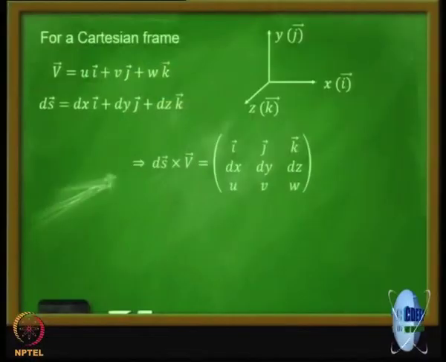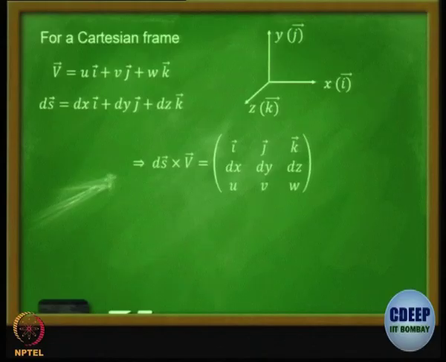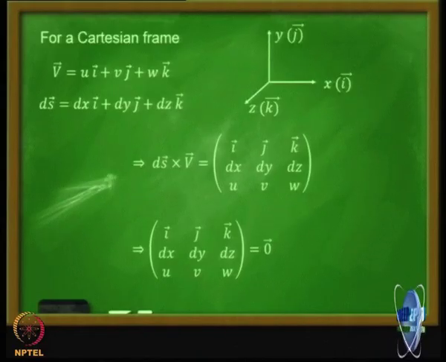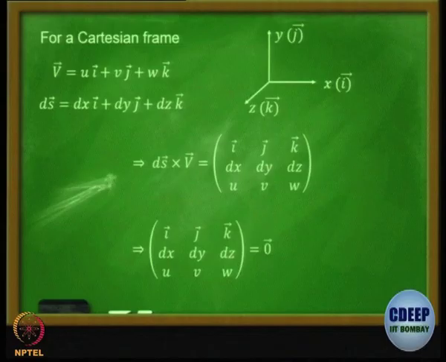So ds, the elemental direction, will be dx i plus dy j plus dz k in any arbitrary three-dimensional direction. Therefore ds cross V, the cross product between the local direction and the local velocity, will be a simple determinant, and that has to be equal to 0. Technically you should write it equal to the bracket 0 0 0, but we are just trying to be lazy here. So we say 0 bar. When I say bar, it means it's a vector.